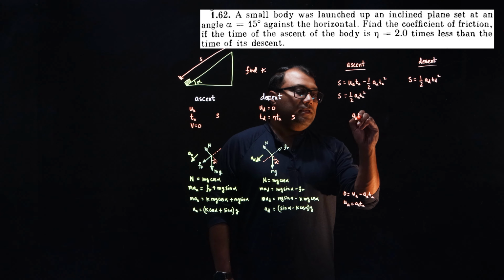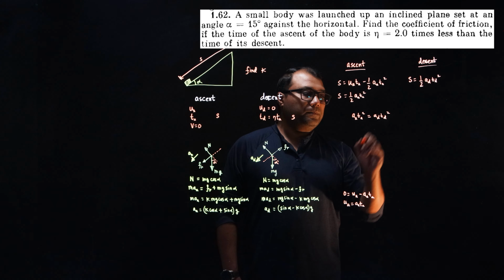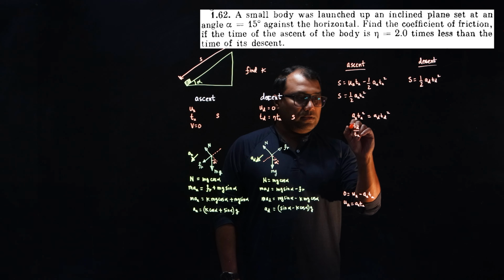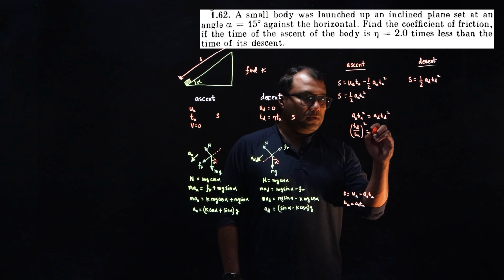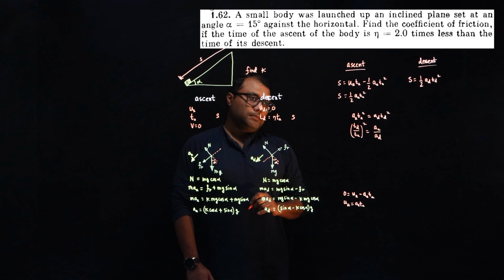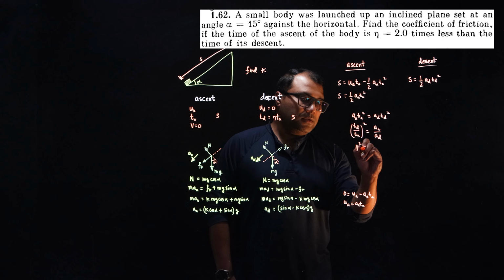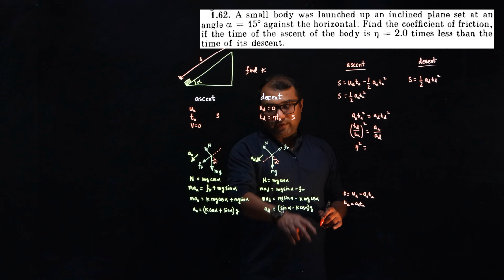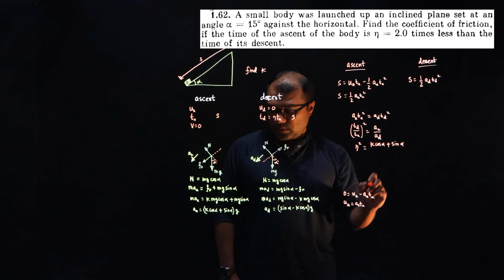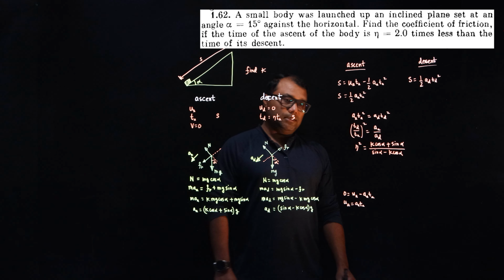So AA TA square should be equal to AD TD square, or we can write TD by TA square is AA by AD. Now TD by TA is what? That is nu, so nu square is AA by AD. So we'll have to divide this by this. So that becomes K cos alpha plus sin alpha divided by sin alpha minus K cos alpha. The G gets cancelled out.